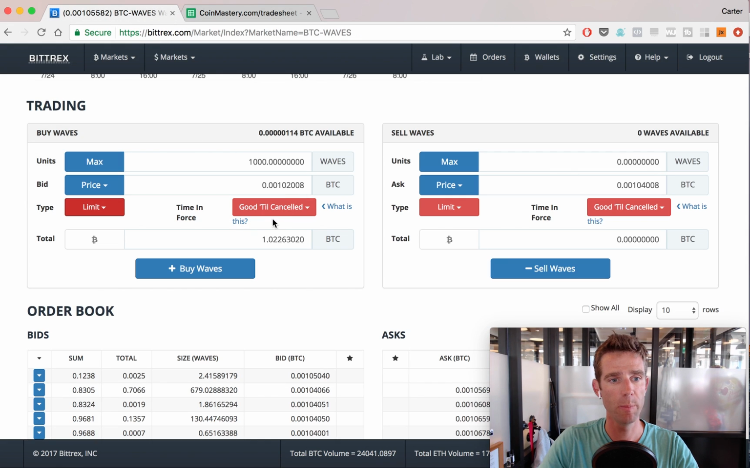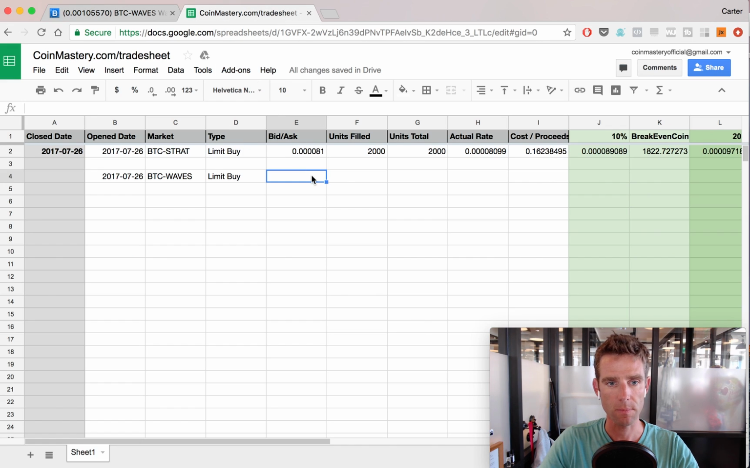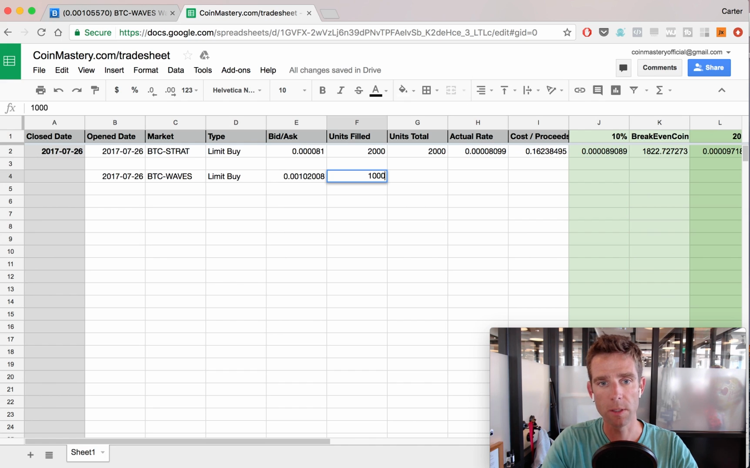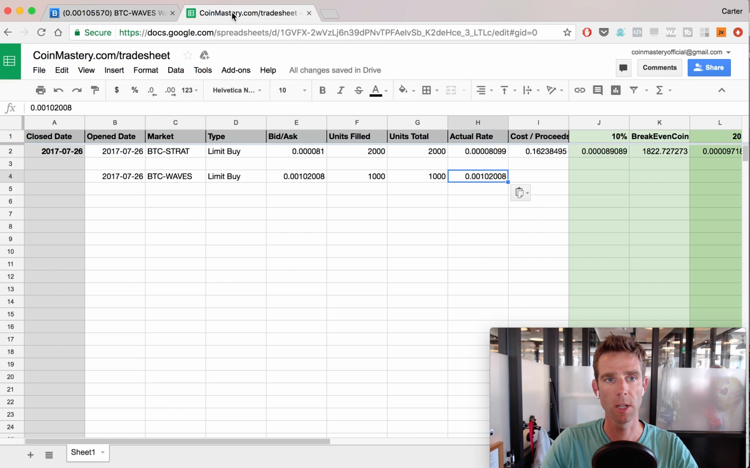So you go to the bid ask. Let's assume that it got filled at this price, and it'll tell you down there. Most of the time this is what you ask for, and it usually fills at that price, so we can just do that. Post that right there. Units filled: well, we got 1,000 units, so we're just going to type that in. Again, let's assume that 1,000 got filled at the rate we wanted, and it cost us this much. It cost us 1.02 Bitcoin. So we've just taken the information straight out of Bittrex and popped it right in here.